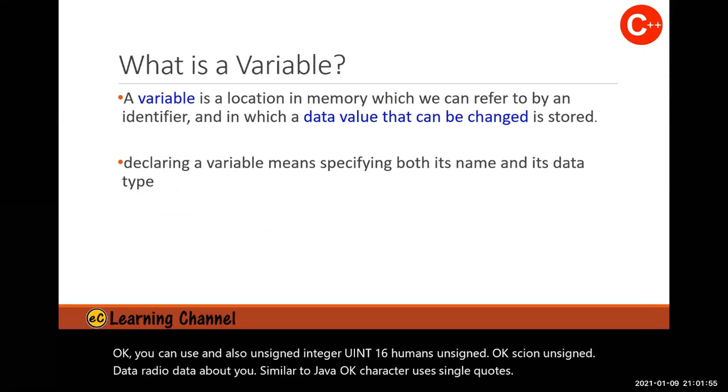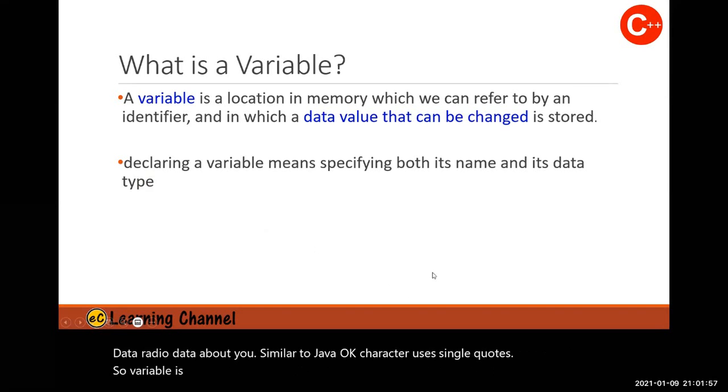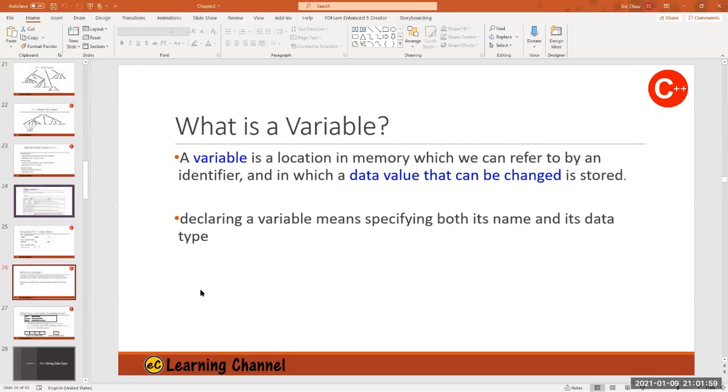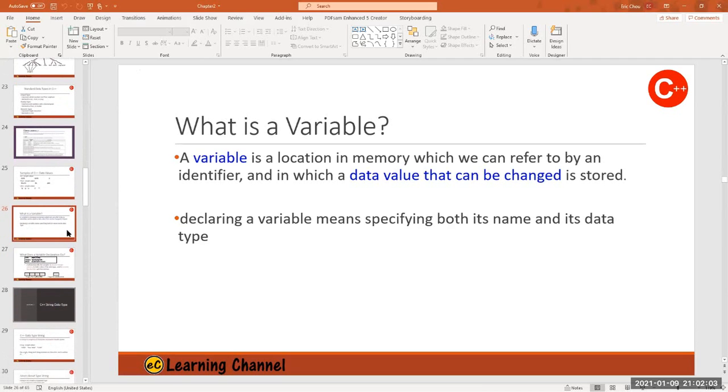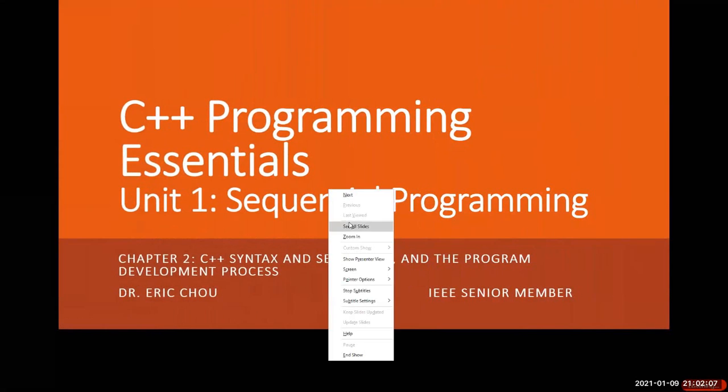A variable is a location where you store data. Let me see how many pages we have. We are here. I'll try to finish chapter 2 today as well, because it's quite simple.